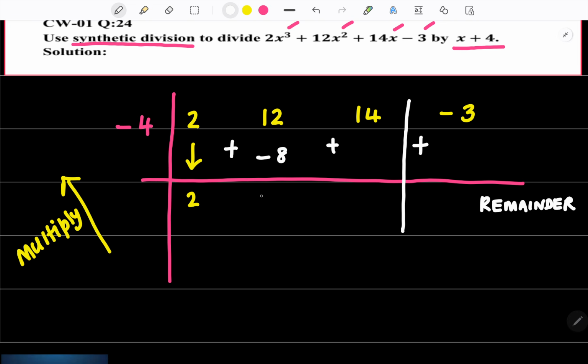So 2 times negative 4 is what? Negative 8. So 12 minus 8 is what? 4. 4 times negative 4 is what? Minus 16. 14 minus 16 is what? Minus 2. Minus 2 times minus 4 is going to become what? 8. So 8 minus 3 is what? 5. So this is Baki.